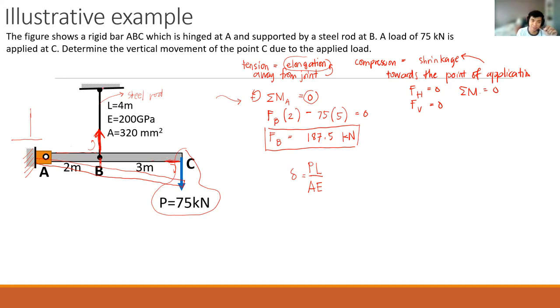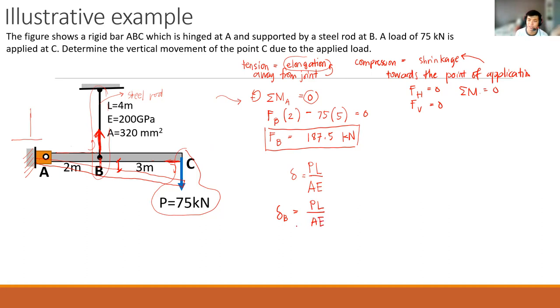So, there is a point B, we can see that the material is being attached to a steel rod. So, and then the force is perpendicular pa dyan sa inyong area. So meaning, we can utilize this force. We can determine the deflection at this point, and then probably use some ratio and proportion later on for us to be able to determine the deflection at point C. Okay. So deflection at point B is equal to PL over AE.